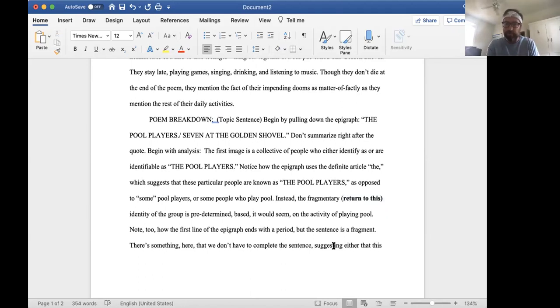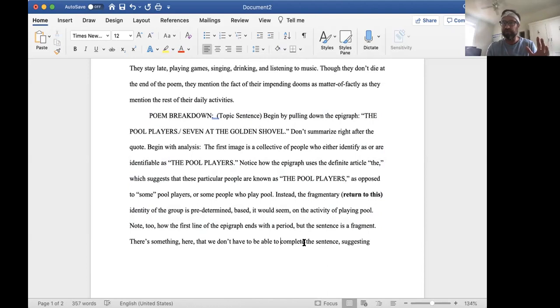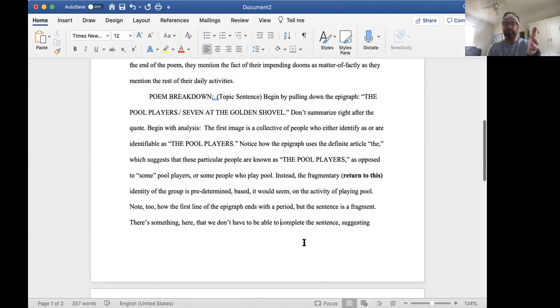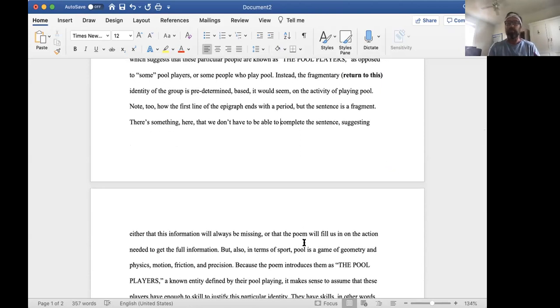Note 2: how the first line of the epigraph ends with a period. So now I'm being as nuanced as I can be, right? I'm down to the dot on the page. And I'm going to make an argument here, but the sentence is a fragment. So I think this is cool, right? I think what I did is cool. There's something here that we don't have to complete, that's a gross sentence, but I'll talk about gross sentences later. There's something here that we don't have to be able to complete, suggesting either that this information will always be missing, or that the poem will fill us in on the action needed to get the full information.